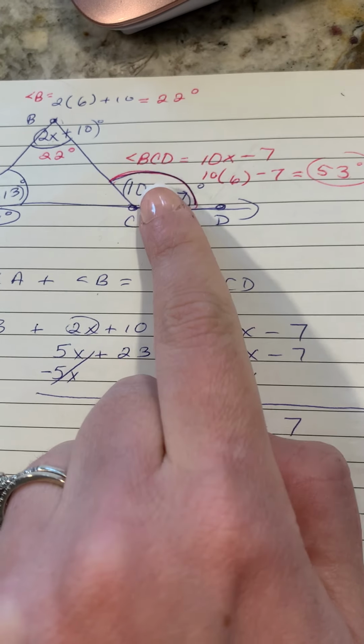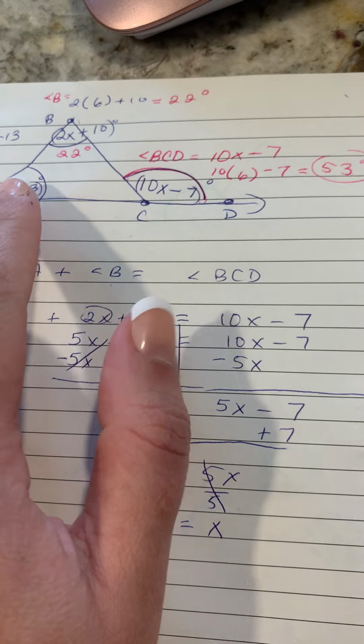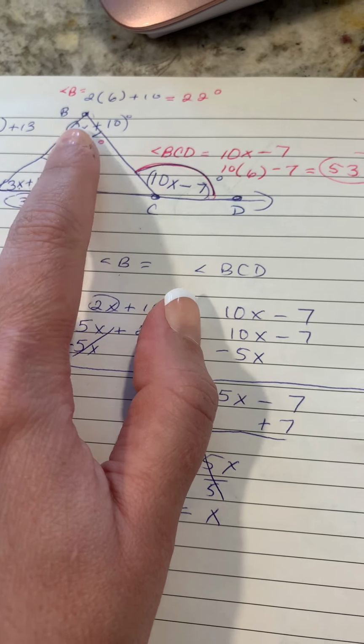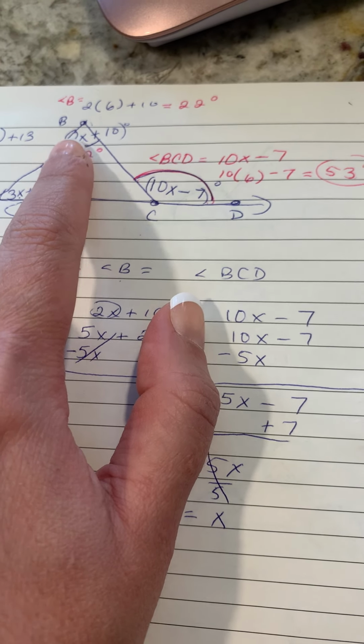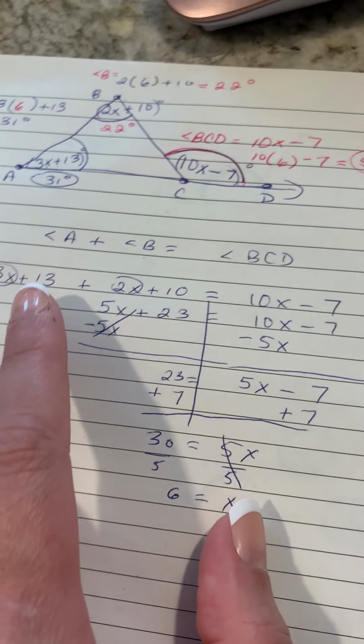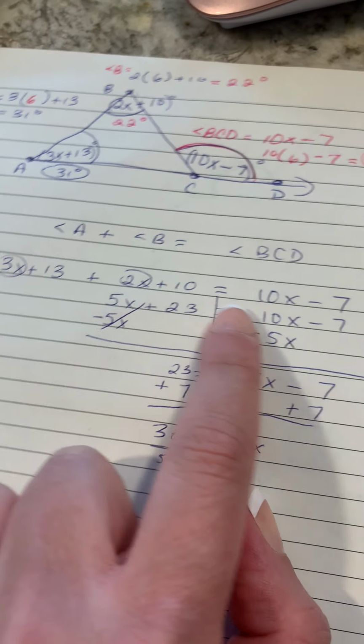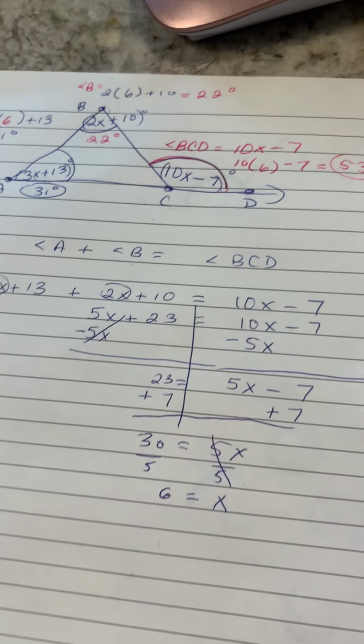So whenever you have an exterior angle and you have variables, remember to add up the two interior angles, the sum of the two interior angles, and set them equal to the exterior. So we did angle A plus angle B, and we set it equal to angle BCD, and we solved it.